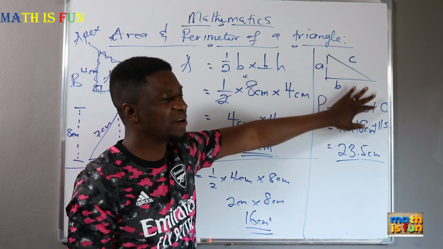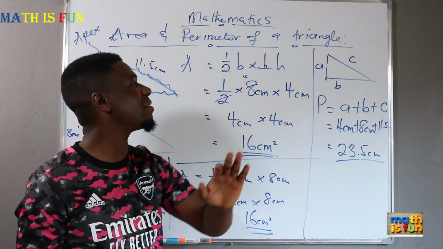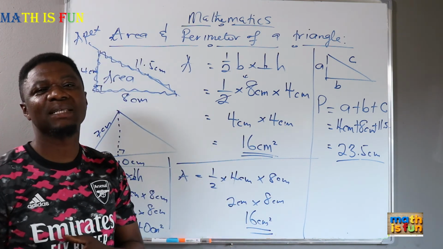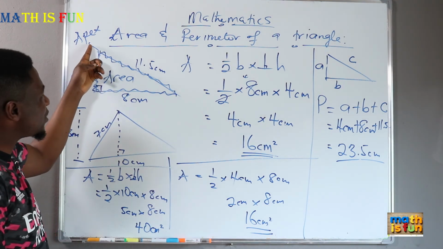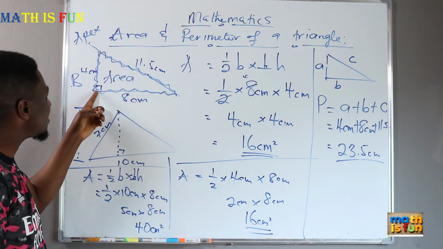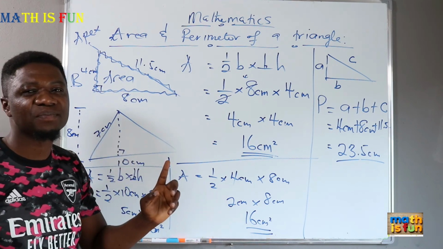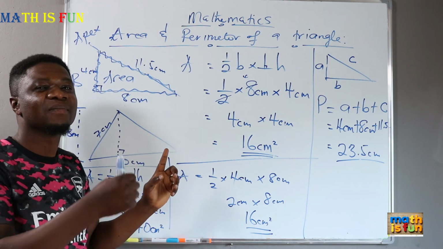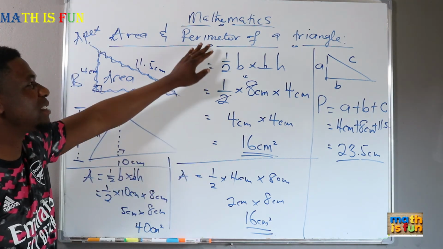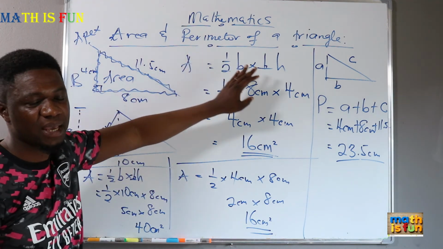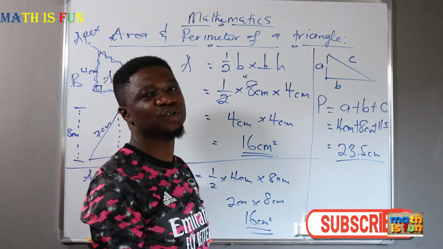So that is it for the perimeter, the distance around it. I always say that act as if you're putting someone here and the person is walking around the whole shape. The distance that the person is going to cover gives us what? The perimeter. This is all that I have for you today.